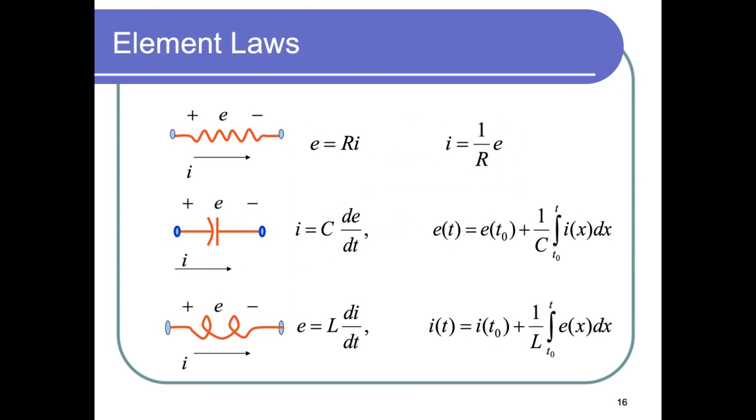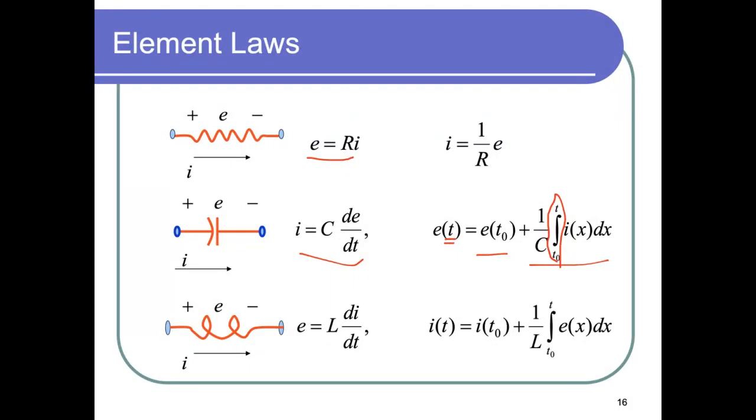Let me recap the element laws again. We have a resistor, with Ohm's law: the voltage is equal to R i. We also have the capacitor, where the current through the capacitor is C times the derivative of the voltage. If I manipulate things to represent the voltage, it's the initial voltage plus 1 over C times the integral of the current, over the time that I care about, from the initial time up to that point.